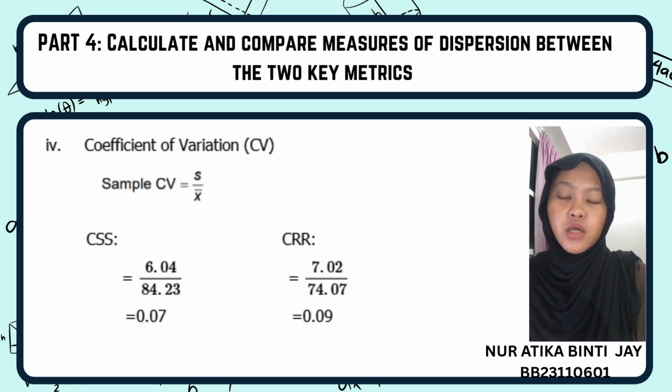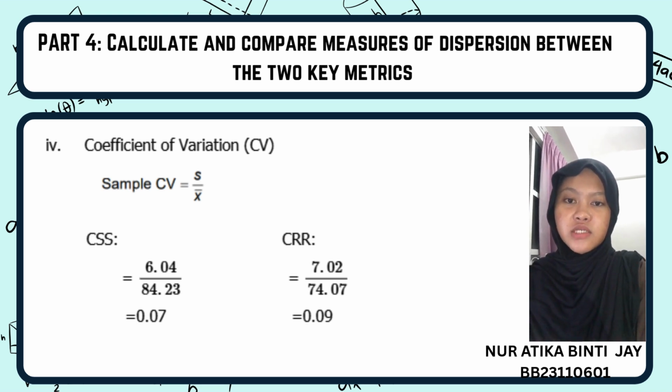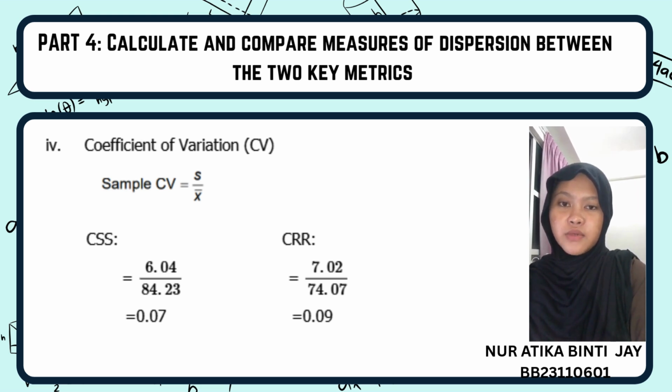Lastly is the coefficient of variation, or CV. For customer satisfaction score, the CV is calculated by dividing the standard deviation, 6.04, by the mean, 84.23, resulting in a CV of 0.07. For customer retention rate, the standard deviation of 7.02 is divided by the mean of 74.07, giving a CV of 0.07.